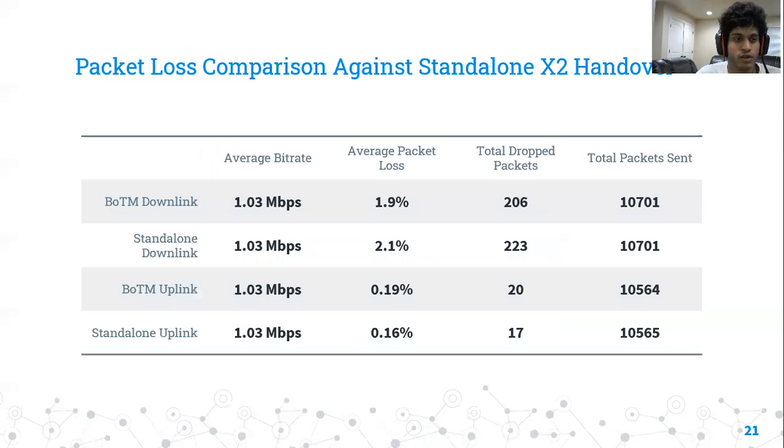And so this last figure is just representing the packet loss in comparison to a standalone X2 handover. And we can see that across the board, all the different metrics are very similar to a standalone X2 handover. And what this represents is that while BoTM has the same sort of impacts as a standalone X2 handover, it does much more in that it has this orchestration component that can be used as a management primitive.